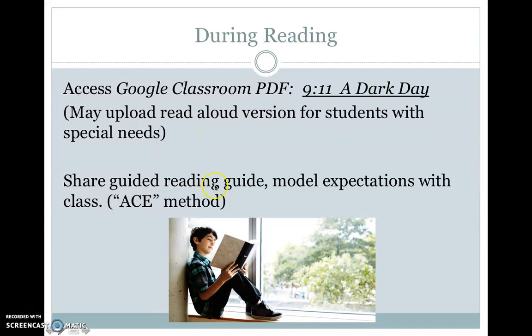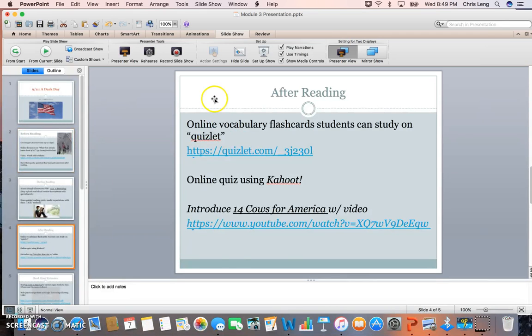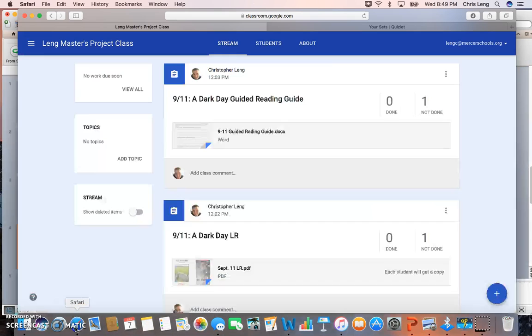All of this would be modeled with them, and the advantage to the online document is they would have color and it also saves paper. Once we have discussed the online document 9/11 A Dark Day, I've created vocabulary flashcards that students can use on an app called Quizlet.com. Now this is a paid subscription. It only costs $34 a year, but it is a great website, and I'd like to share that with you.